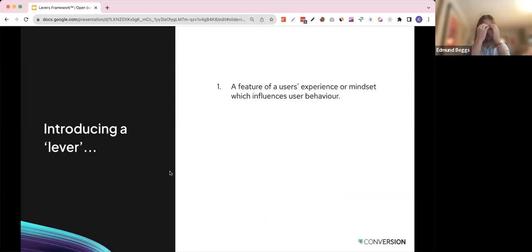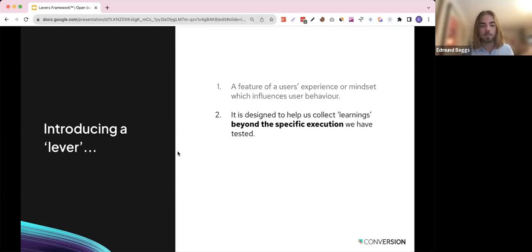This is really where levers come in. Levers are all about trying to give us a conceptual level to go over and above individual executions, to start describing something meaningful about the independent variable, what it is we're changing in an experiment, something that's going to carry across experiments. We think of it as a feature of a user's experience or mindset which influences the user behavior. So a real focus there on the mentality of the user and how we can leverage that. As I say, it's designed to help us collect learnings beyond any one execution. It sits over and above the specific details of any one experiment, and is designed to carry learnings from multiple experiments and bigger picture claims that we're going to want to make and that we're going to want to benefit from in our ideation processes.